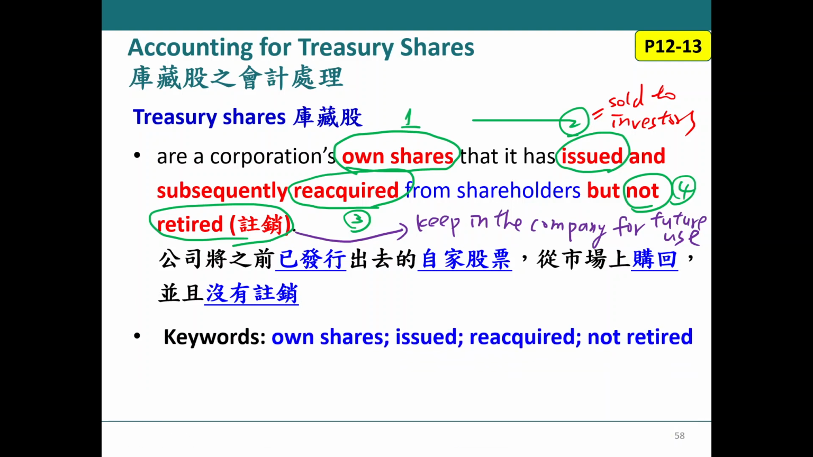Okay? So for keyword 1, that's your company shares. You issue, sold to investors before. Right now, you decide to buy back. So they keep in your company. Not retire because you are going to use it in the future. So they still useful. Okay? So 4 keywords. So this is your treasury shares. Okay? Any questions?